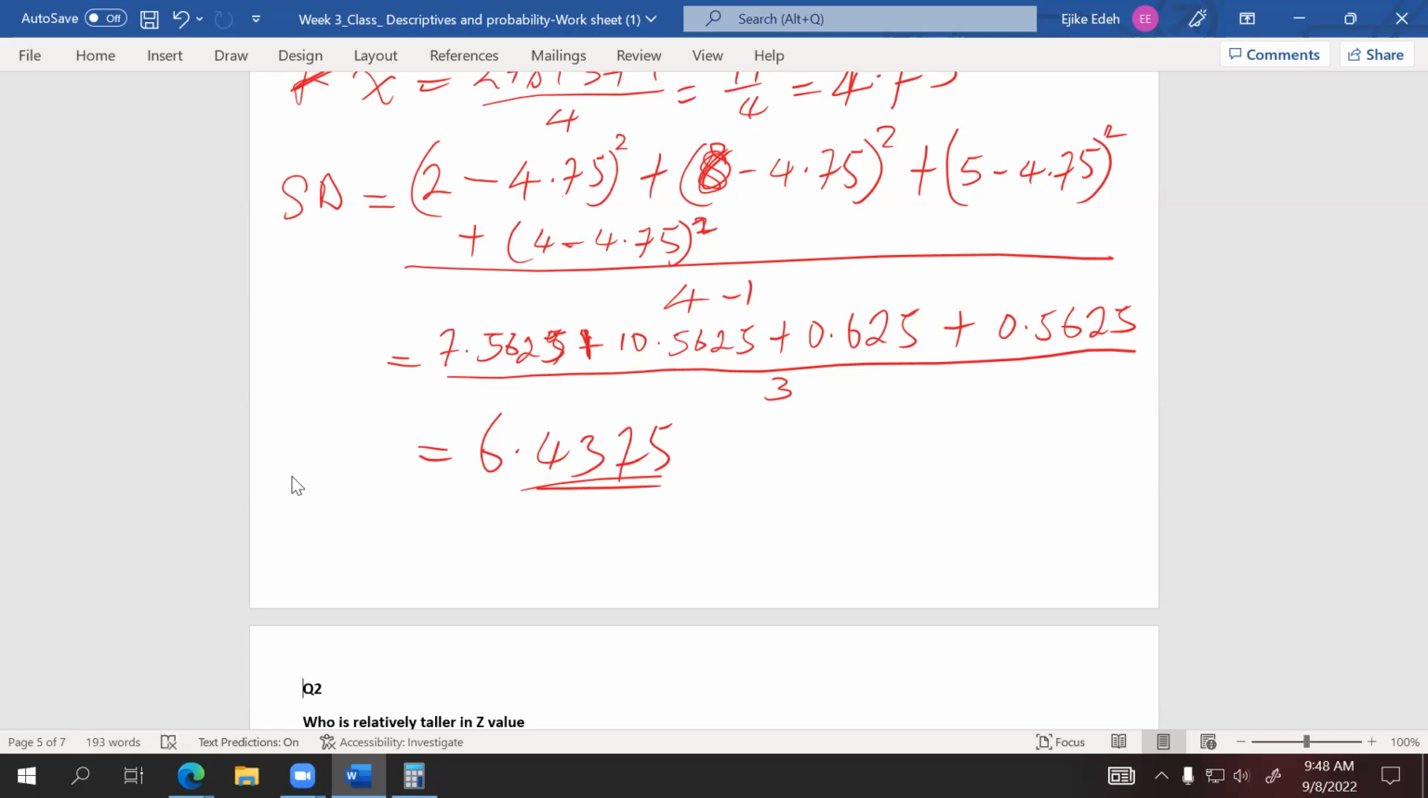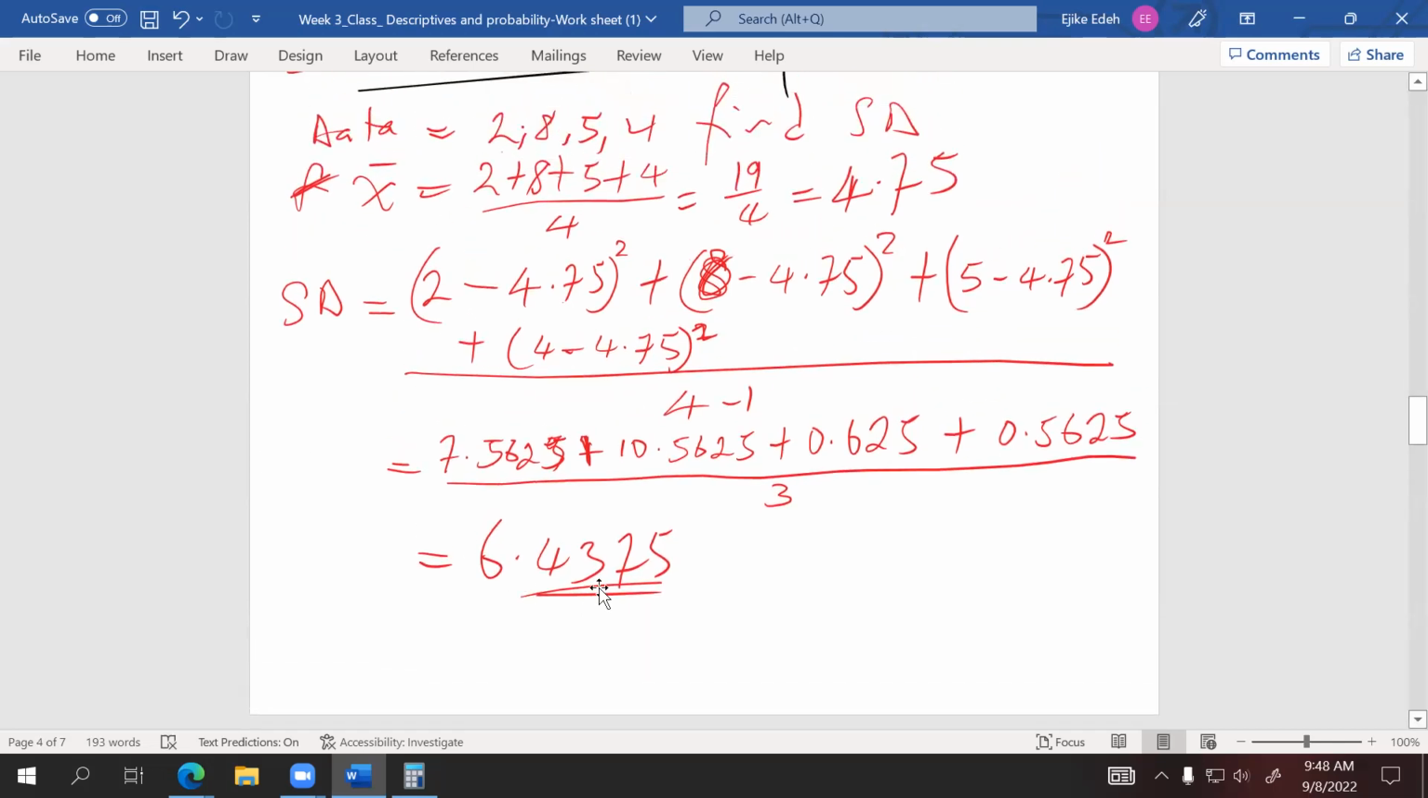Is this what you have after taking the square root or before? Before, okay. So what you've got now is the variance. Essentially, when you're asked to calculate the standard deviation, you have to get the variance first, then you take the square root to get the standard deviation.